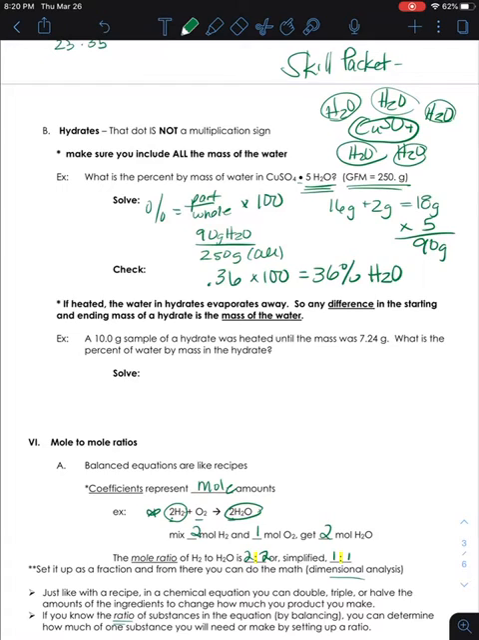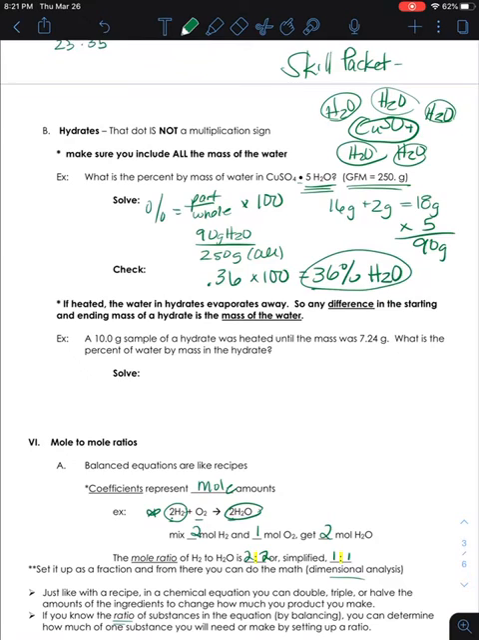Okay. Now, mind you, when we look at hydrates, and sadly we're not able to dehydrate a hydrate at this time, if you heat it, the water will evaporate. So we can check that by looking at any difference between the starting mass and the ending mass. If any mass changes, we know by definition, especially with a hydrate, that the mass being lost is the mass of water. An application question of how to do this would be the one below. And again, you're going to practice this in your skill packet.